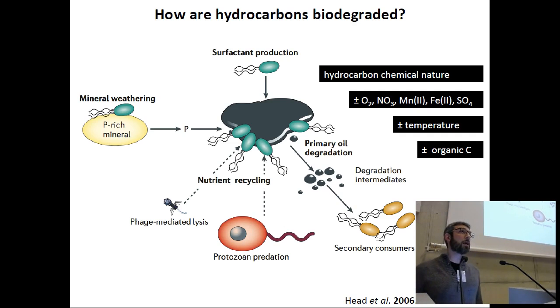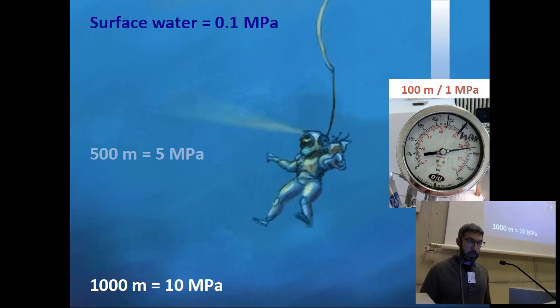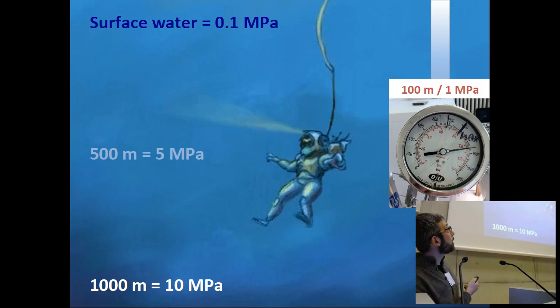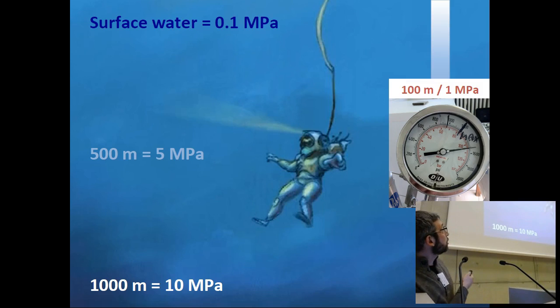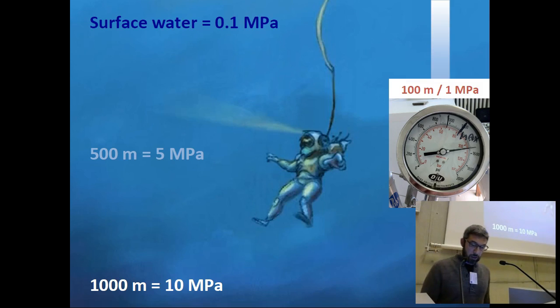But the problem with this is that all of these studies were conducted at surface water conditions. That is, where you have surface pressure, ambient pressure. And this would normally be 0.1 megapascal. Now, as you may know, pressure increases as you go deep, and this is more or less every 100 meters you have 1 megapascal more. So if you are half a kilometer deep, 500 meters, you have 5 megapascal. At 1 kilometer, you have 10 megapascal.